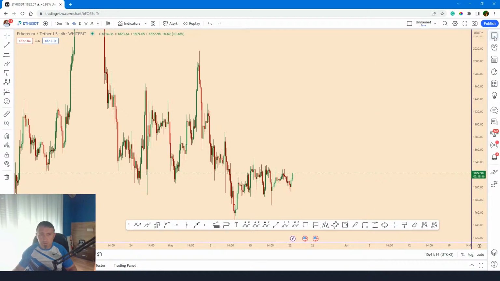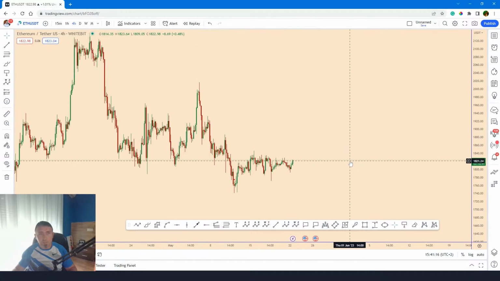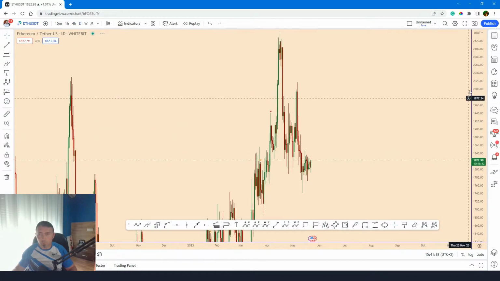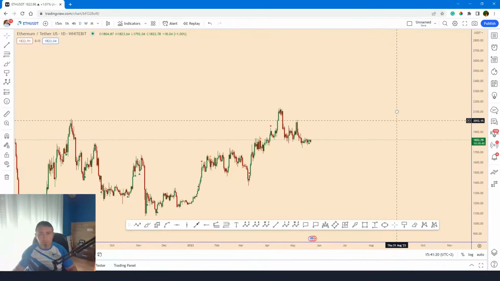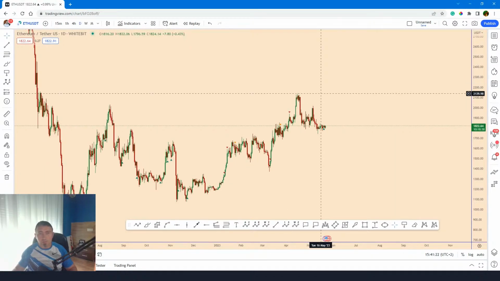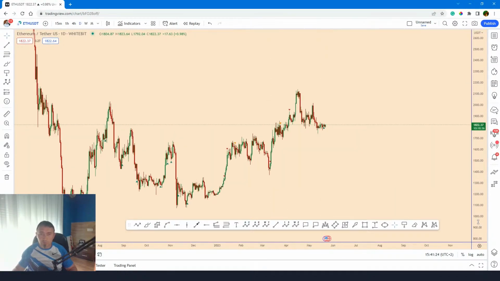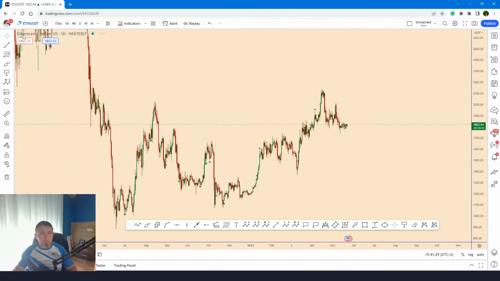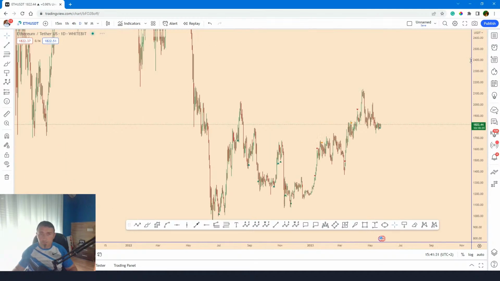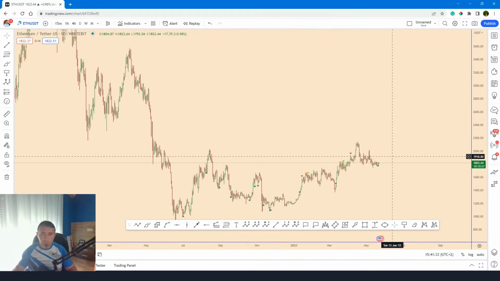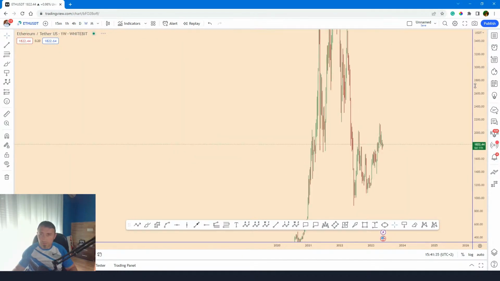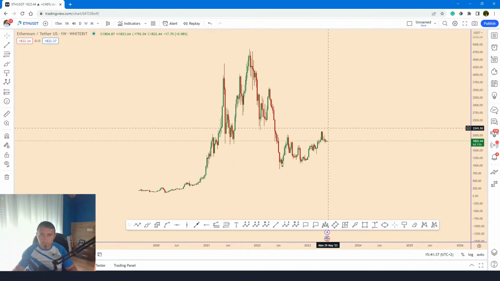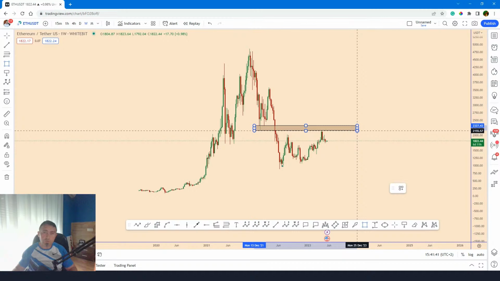So let's see this one. I will explain why I'm looking for a possible bullish movement. And the second one that we are going to look at is also Ethereum. Ethereum, on the opposite side, is showing something similar overall, but during all these weeks Ethereum was stopped close to this area here.